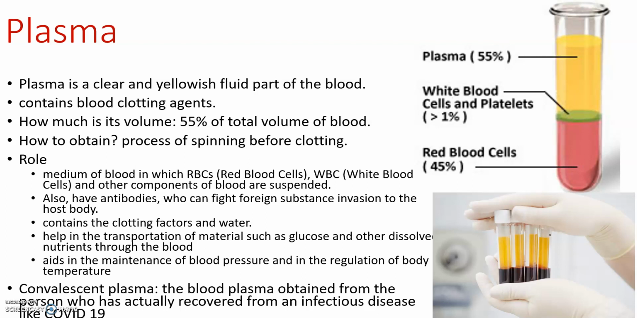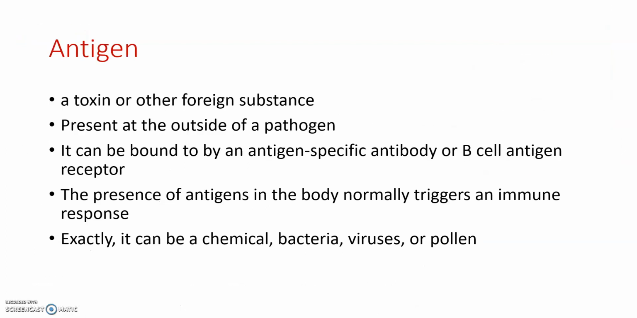So this was about what plasma does in our body. What about this term which is being used, that is convalescent plasma? This is the plasma which is actually obtained from a person who has recovered from an infectious disease, like COVID-19 as an example.